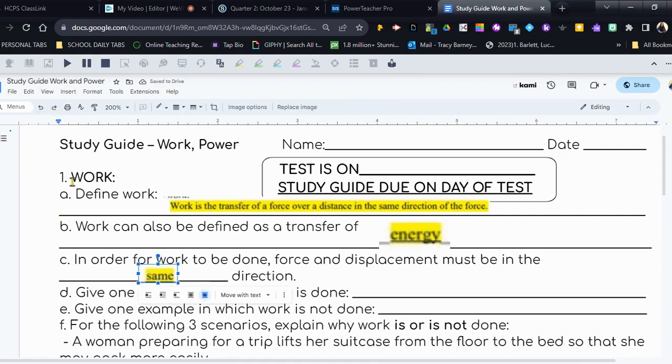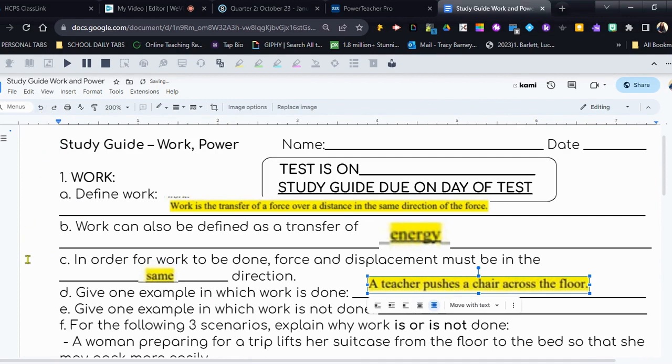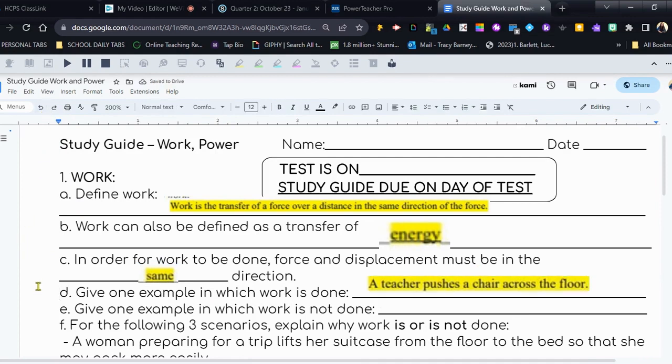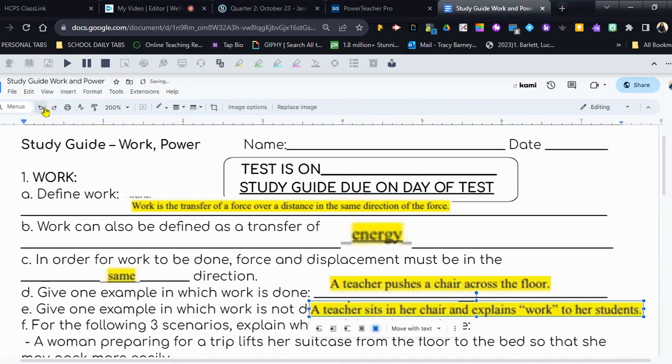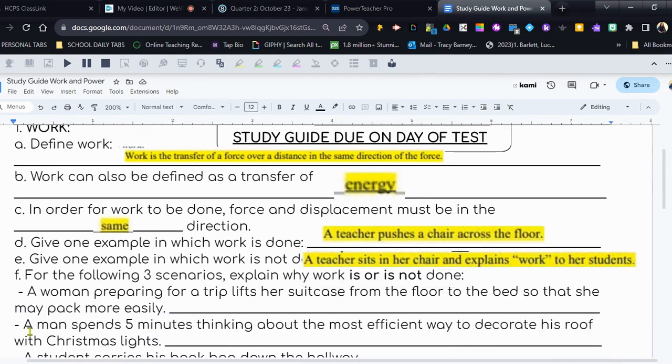Letter D, I'm going to give you one example of work that is done. You may have the other ones on your sheet. Mine is a teacher pushes a chair across the floor. An example where work is not done using the same kind of scenario is a teacher sits in her chair and explains work to her students.